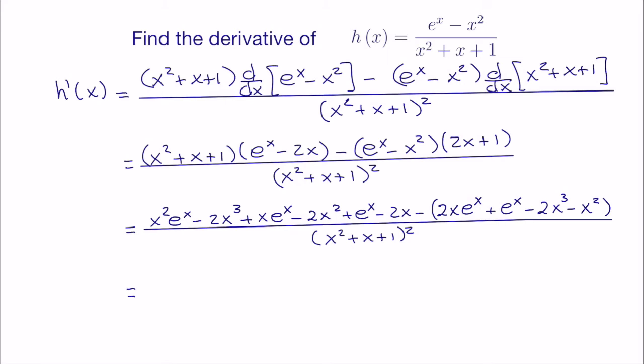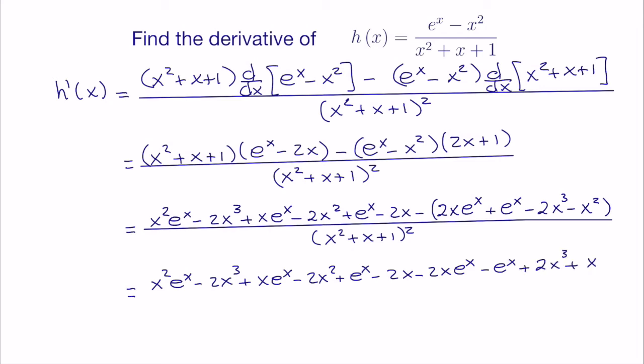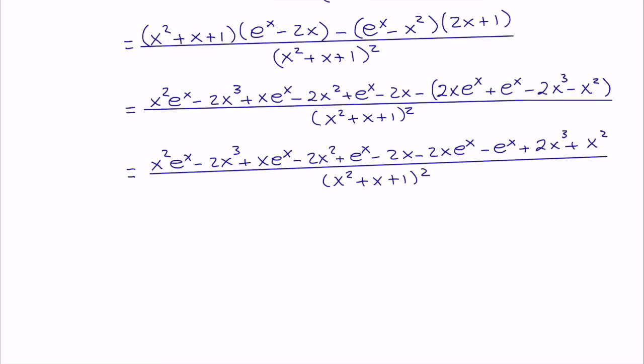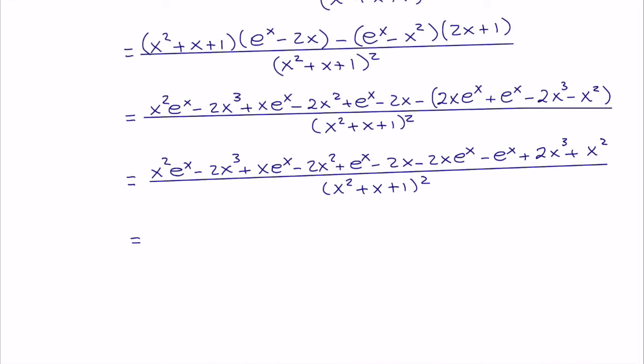And then we change the signs and combine. That's x squared e to the x minus 2x cubed plus x e to the x minus 2x squared plus e to the x minus 2x, and change the signs: negative 2x e to the x minus e to the x plus 2x cubed plus x squared, over (x squared plus x plus 1) squared. And let's combine. Let's find what's similar and combine. So x squared e to the x, I don't see any other one there, so keep that one. x squared e to the x. We're done with this one.